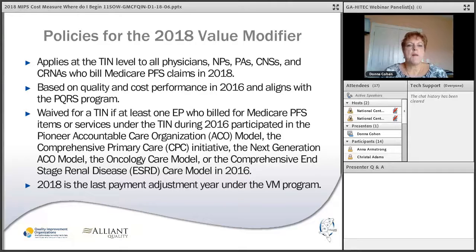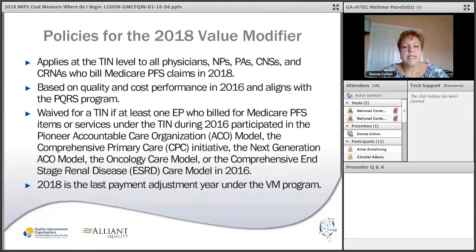So let's talk specifically about the value modifier. As I indicated, it applies at the TIN level to all physicians, nurse practitioners, PAs, clinical nurse specialists, as well as CRNAs who bill Medicare professional fee services in 2018. It's based on quality and cost performance in 2016, and it does align, thank goodness, with the PQRS program.